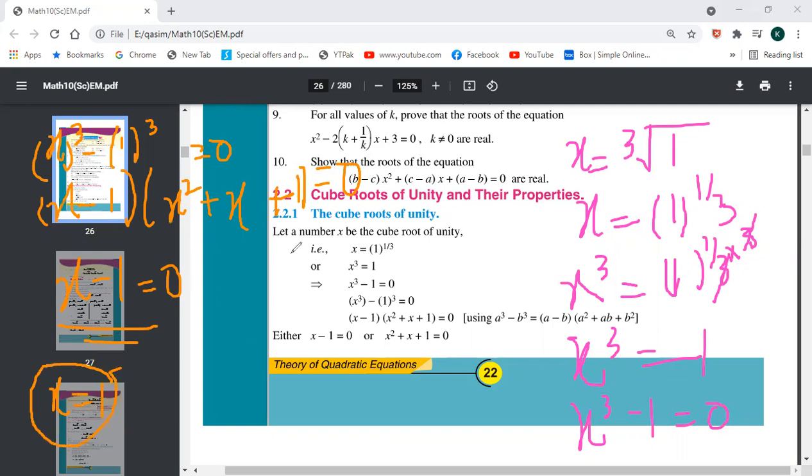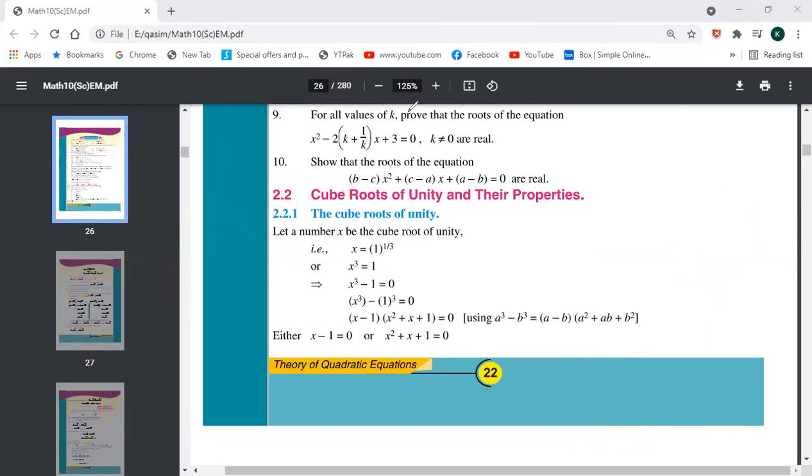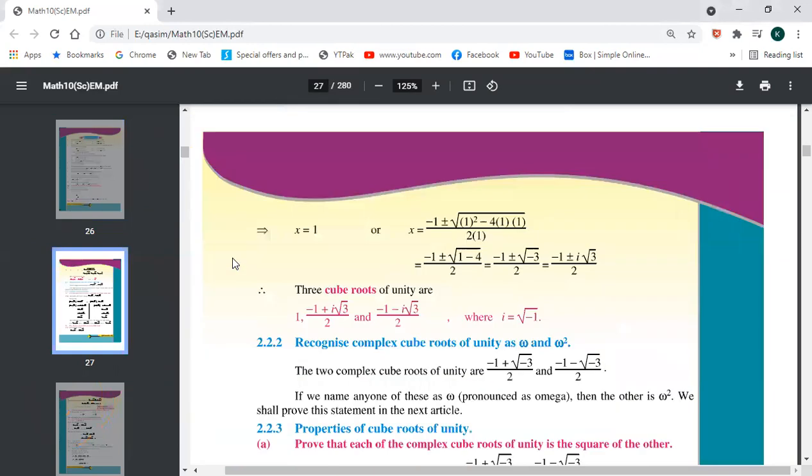So for a cube root of unity, there must be three roots. This is the one root. One root means one solution of the equation. Now the second factor is x square plus x plus 1 equals 0. So by the quadratic equation, we find the two roots, and one root from the common method. So how to solve it?